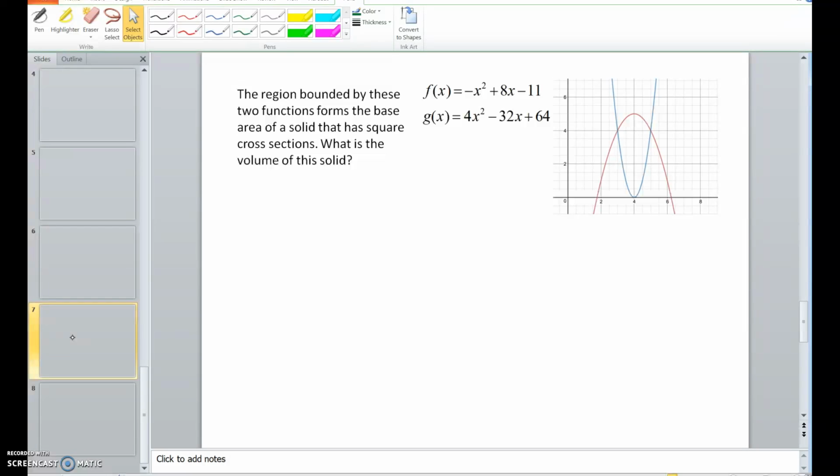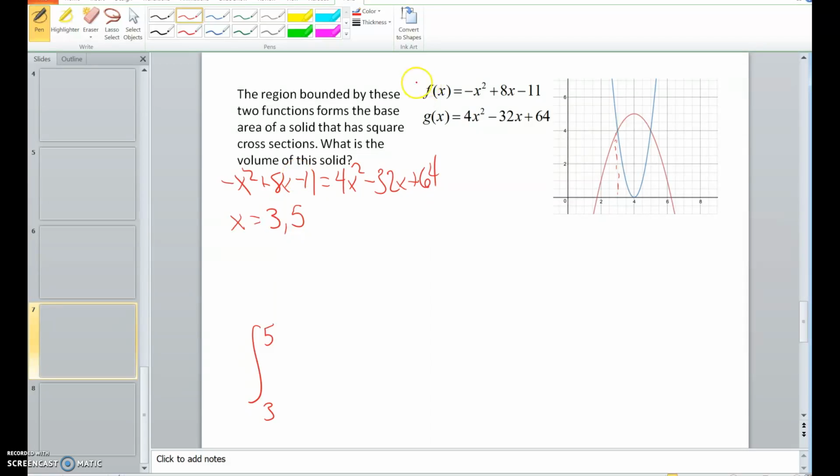So we can use any region in the plane that's bounded to serve as the base area. So here, this should look familiar. It's one of the graphs from the previous area between two curves presentation. Okay, so we're going to use this base area to form a solid that has square cross sections. What I want you to do is first figure out the bounds of integration. This part should be familiar.